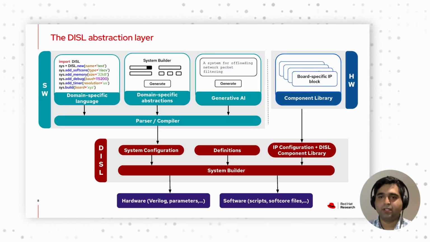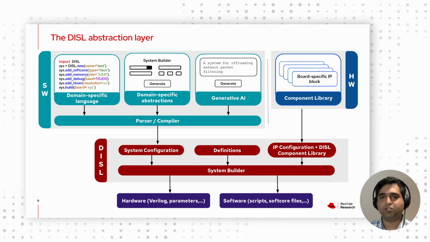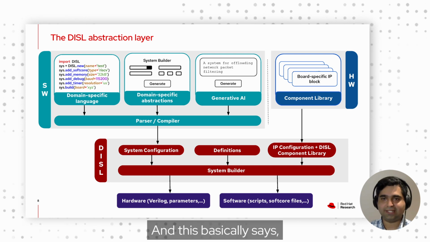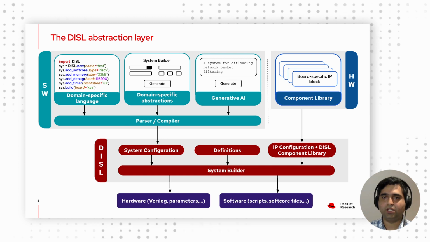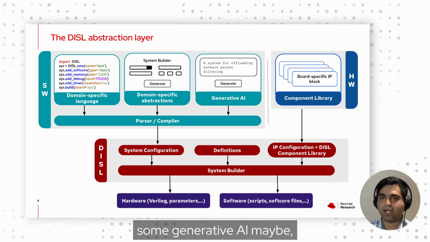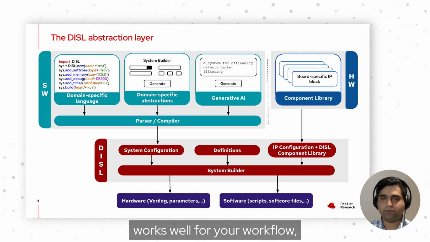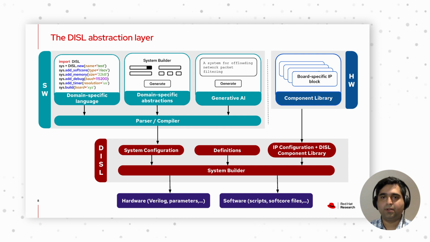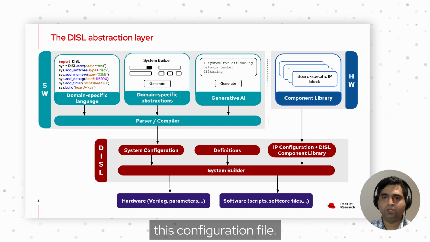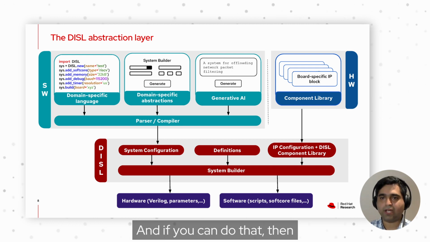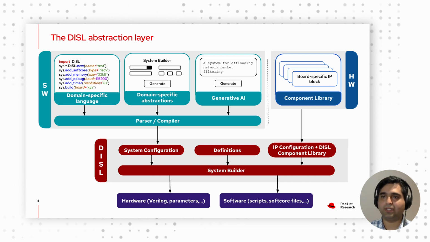So what is DISL? You can think of DISL in three parts. The first part is the system configuration interface to the software developer. And this basically says you develop your custom software stacks, whether that's domain-specific languages or abstractions or some generative AI maybe. Whatever you do that works well for your workflow, stick with that. But all of that should get parsed or compiled or boiled down to this configuration file.